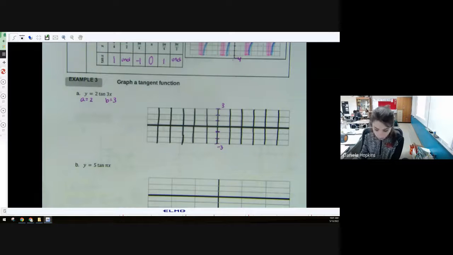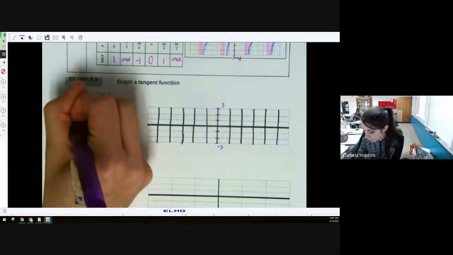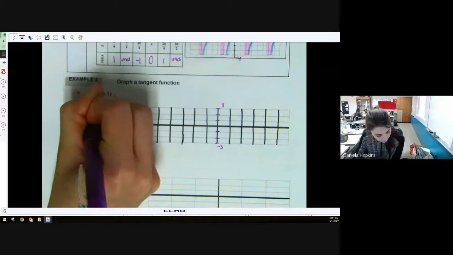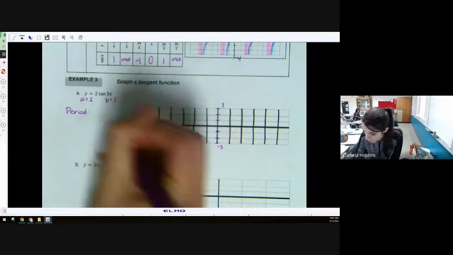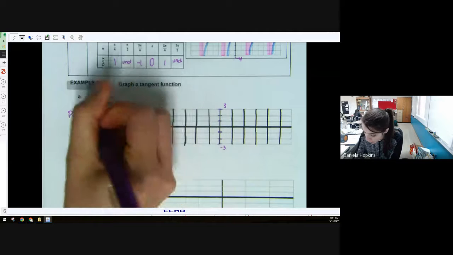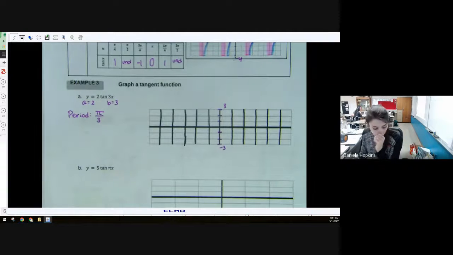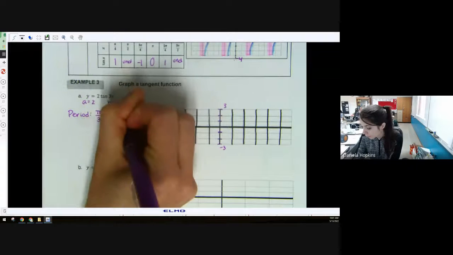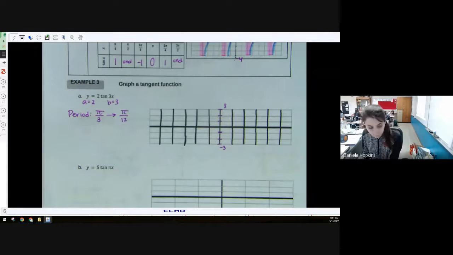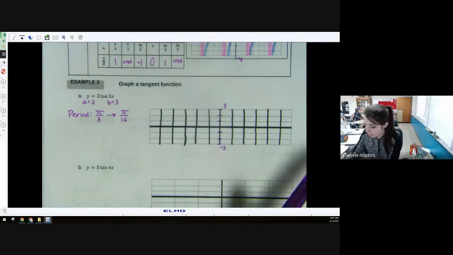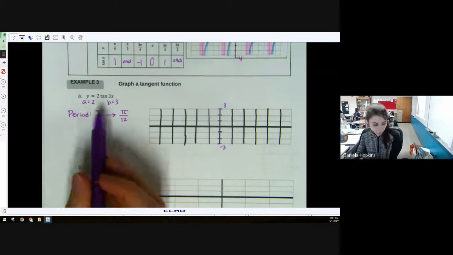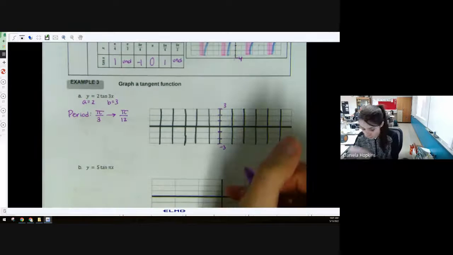The next thing I'm going to look for is my period. So the period should be pi over the absolute value of b, so it's pi over 3. Now, we still want to split this into 4s, right? So it'd be pi over 12 if you divide it by 4. So each interval is going to be pi over 12. So my period is pi over 3, but my intervals are going to be at pi over 12.